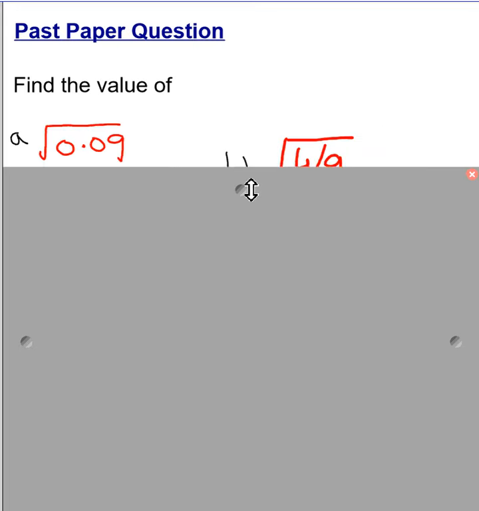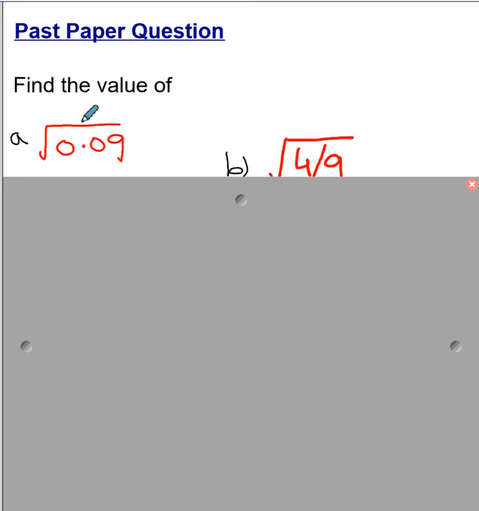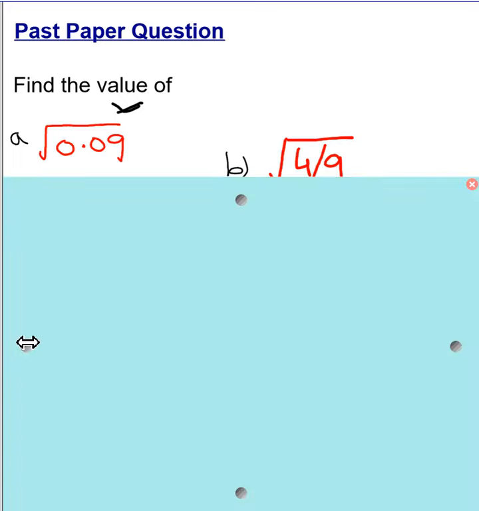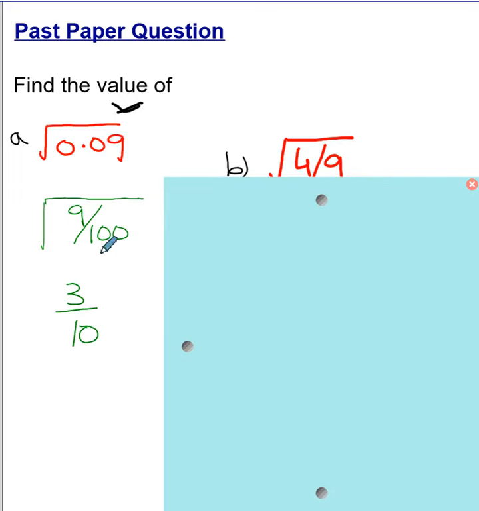Now let's see a question here. For example, you have to find the value of, I have taken two questions, I'll solve this one first. For example, you have to find the square root of 0.09, right? So what is the technique? The technique is to change this decimal number into a fraction. So it will be 9 upon 100, and square root of 9 is 3, and square root of 100 is 10. So you will automatically get here 0.3.